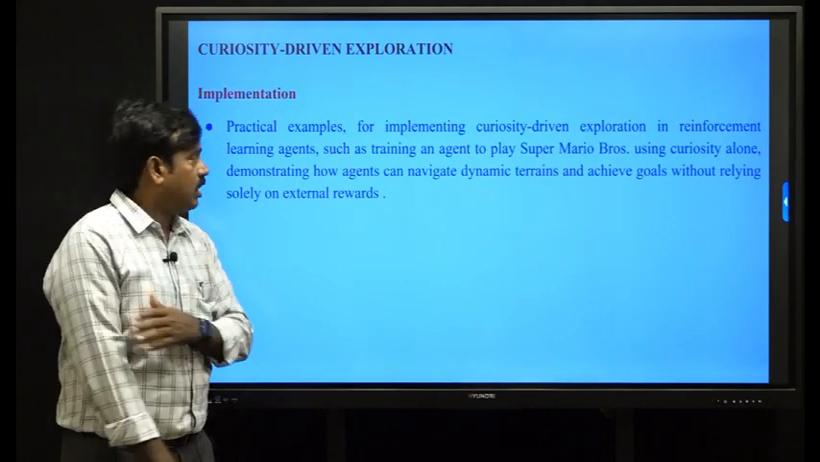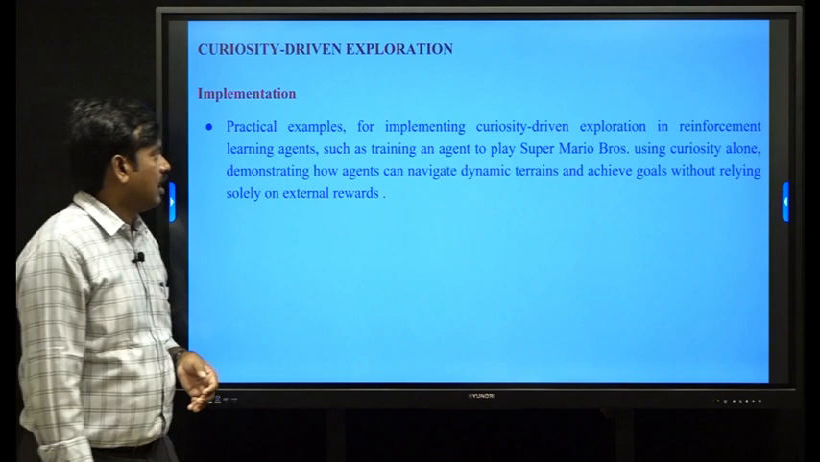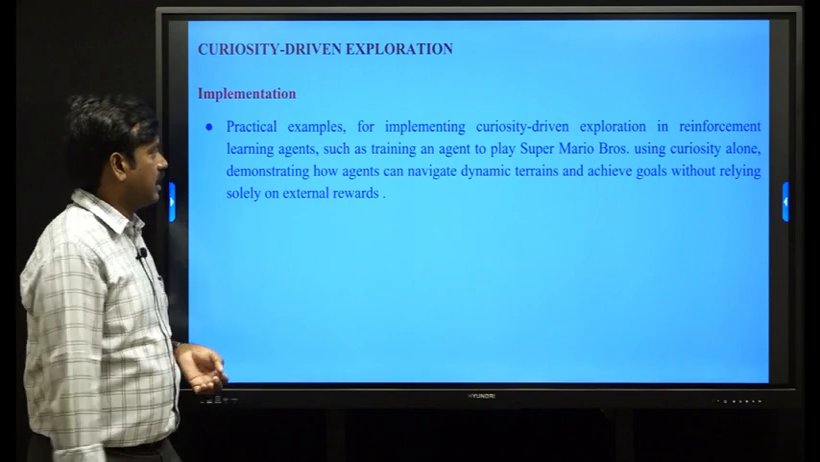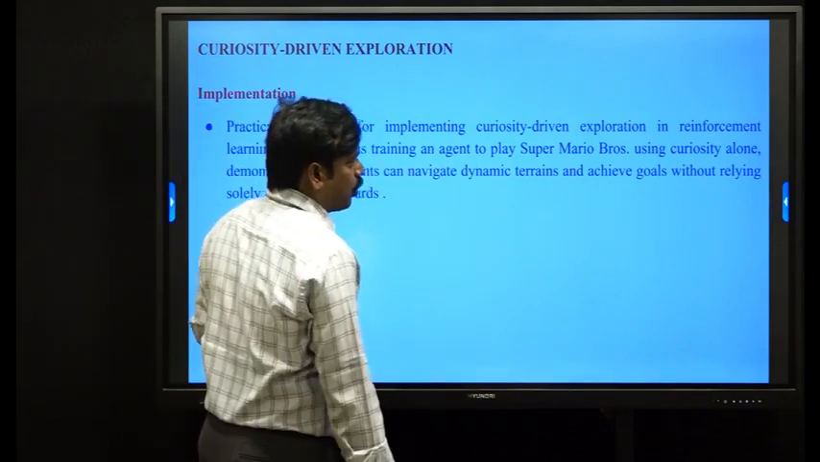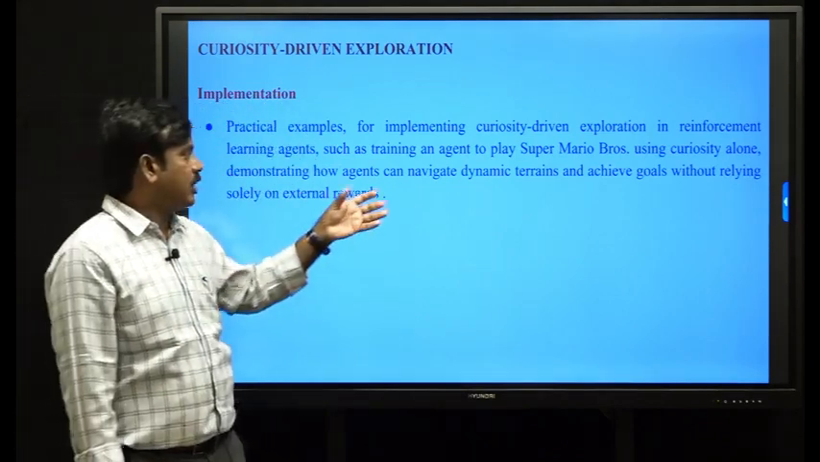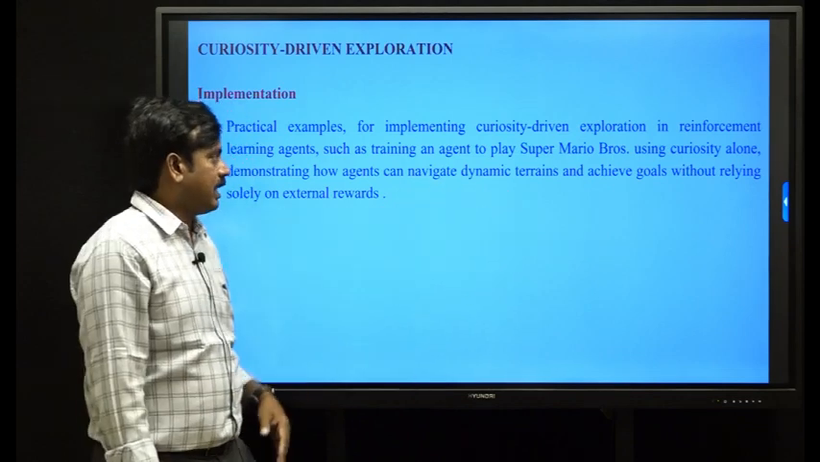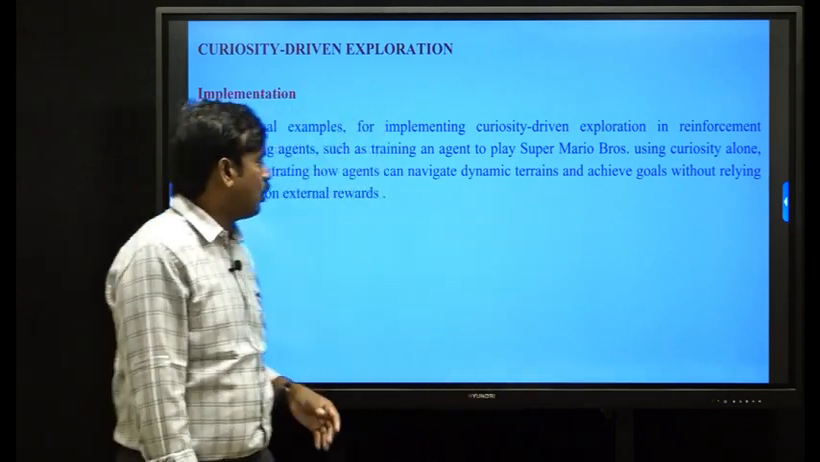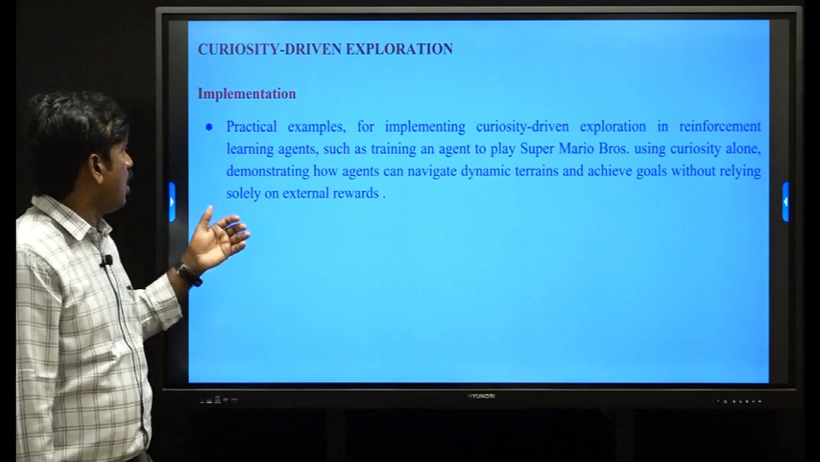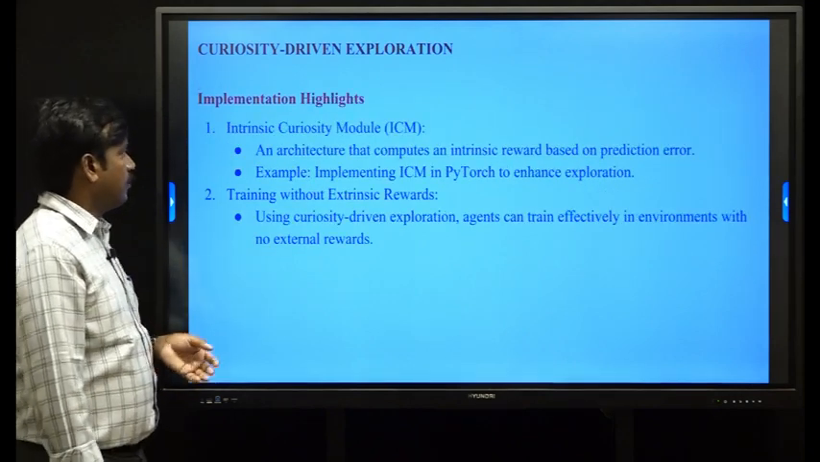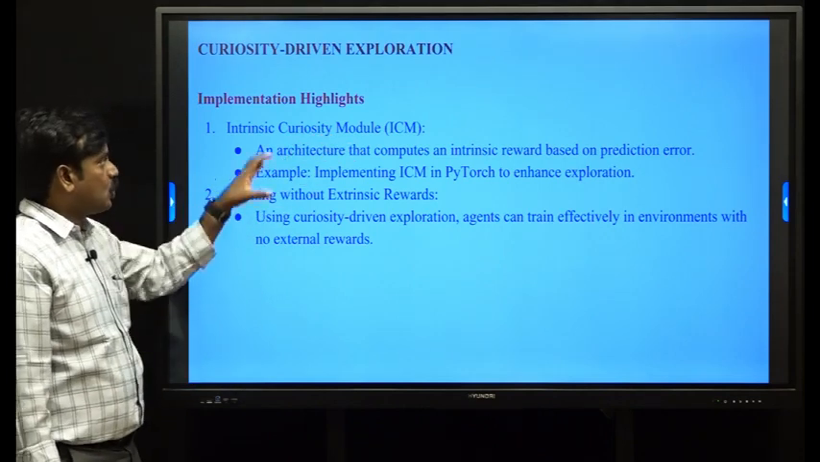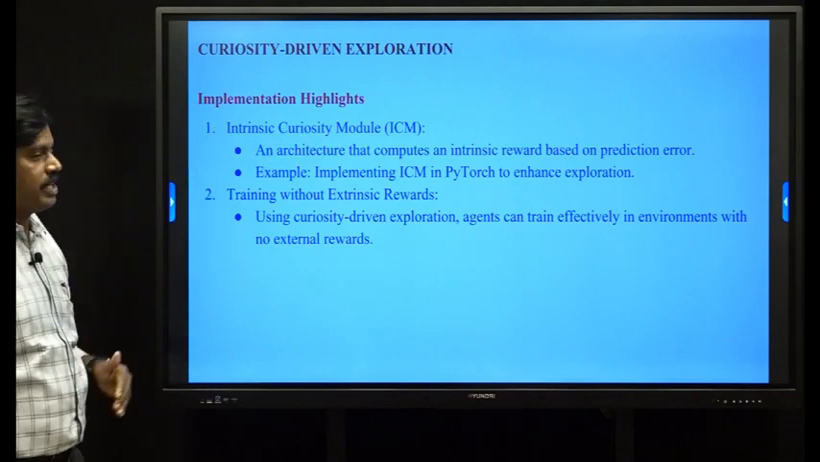For the implementation part, we use practical examples for implementing curiosity driven exploration in reinforcement learning agents, such as training an agent to play the Super Mario Bros game using curiosity alone. This demonstrates how agents can navigate dynamic terrains and achieve goals without relying solely on external rewards. In this implementation, we use an intrinsic curiosity module and training without extrinsic reward. These two are the important parts in curiosity implementation models.